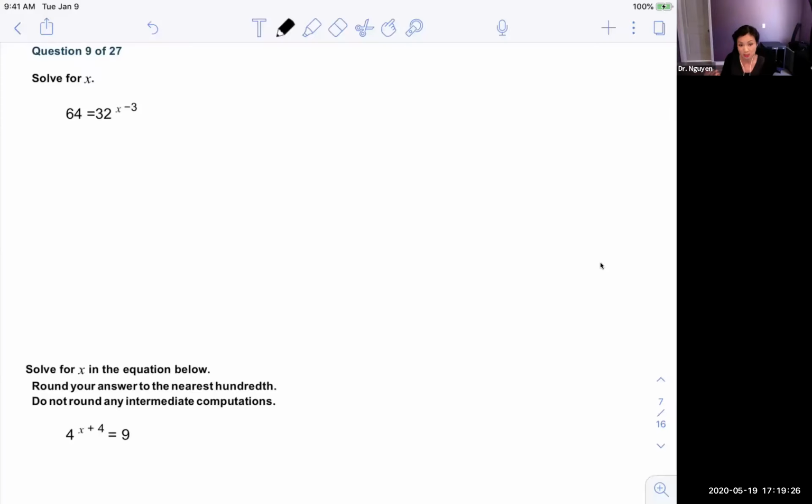Hi class, today we're going to solve exponential equations. Before we begin, I want to share with you a property. You should memorize this property. The property is, if we have b to the x power equals b to the y power, then x has to be exactly the same as y. So if you have the same base and they're equal, then the exponents have to be the same.